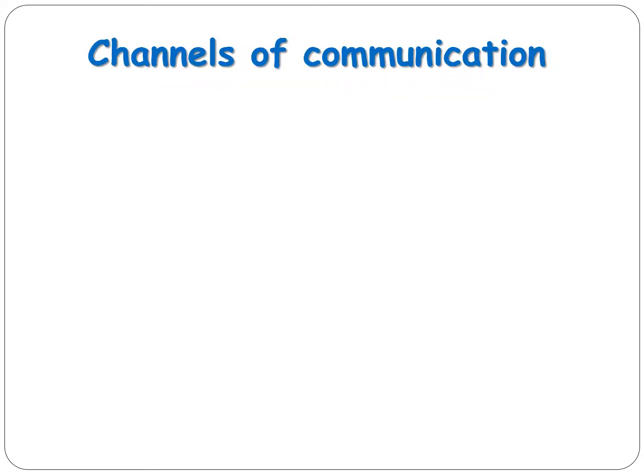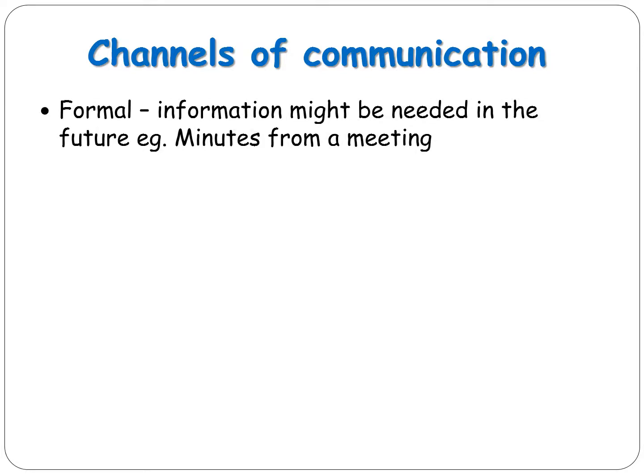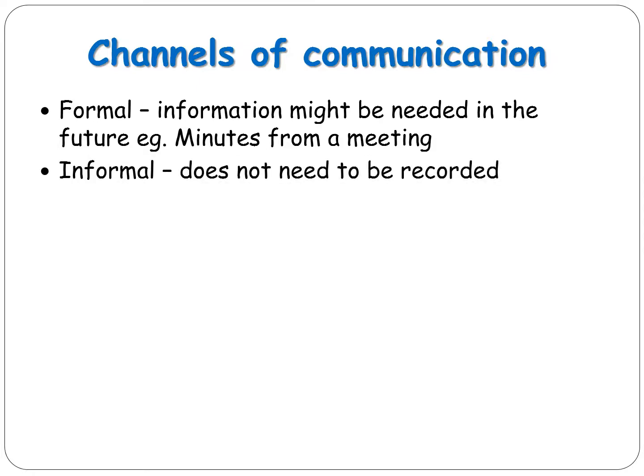So there's different channels of communication, and we've covered this before in lessons. Write down as many channels of communication as you can think of and try and explain what they are. So some of these channels of communication, first of all, we've got formal communication. Formal communication might be a piece of communication that is needed in the future, for example, minutes from a meeting or a written letter. It usually uses professional words and professional tone. That's formal communication. Informal communication.